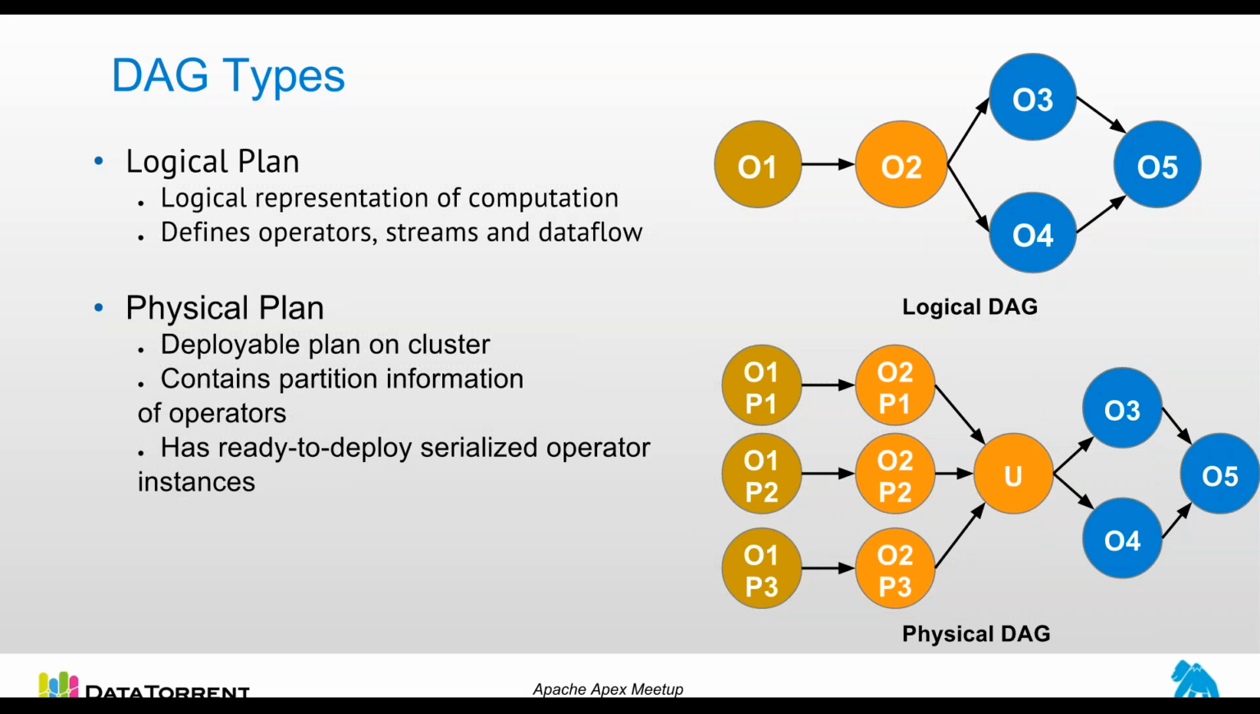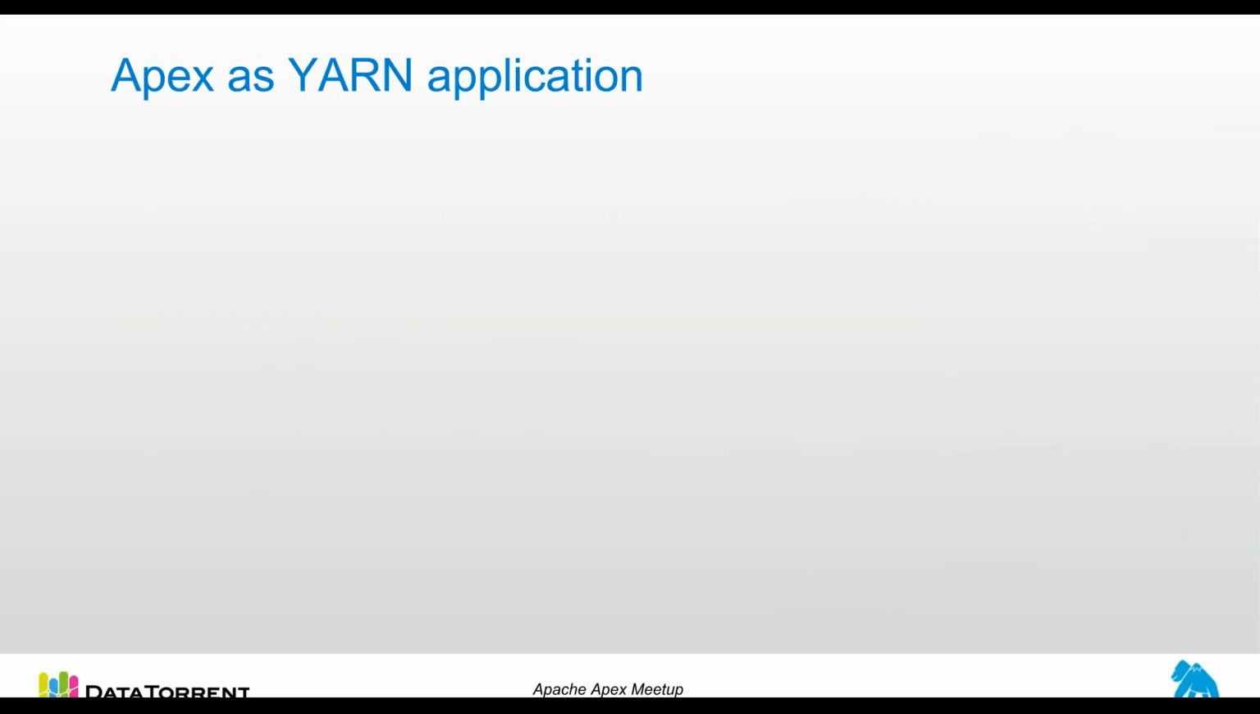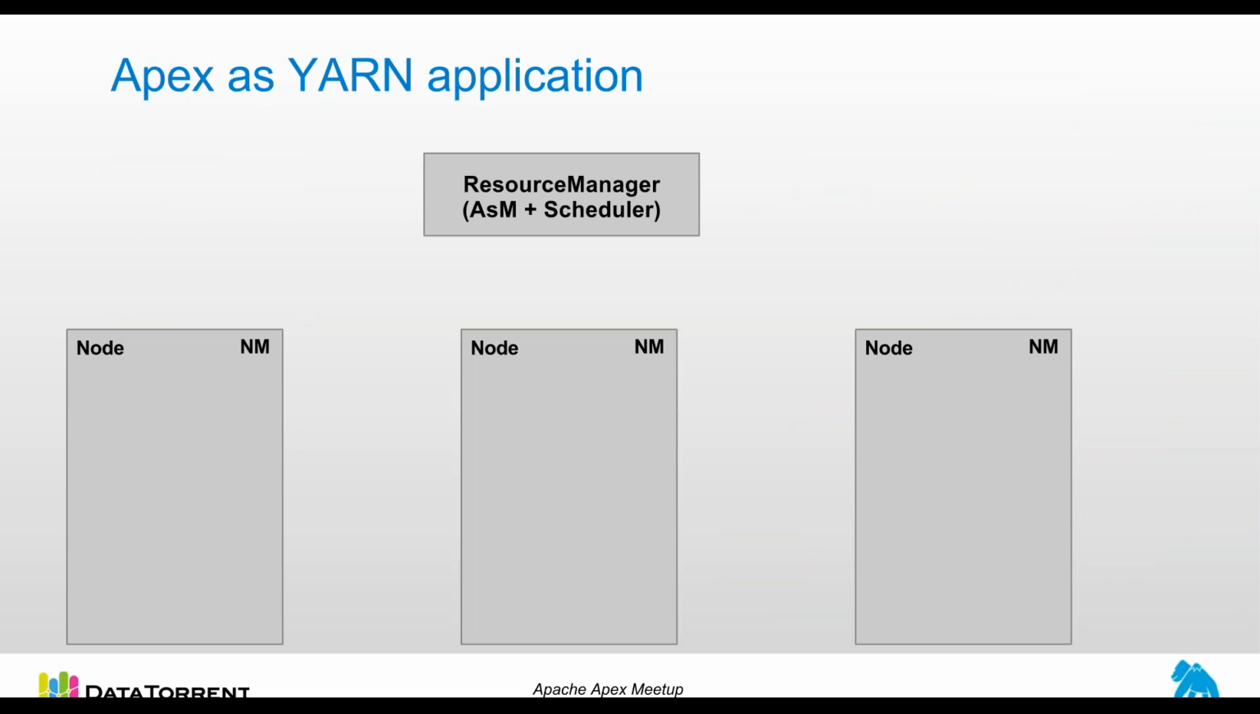Okay, so should we go along? All right, now in the next section we'll see how Apex is really a YARN application. Just for an instance, let's say that I have a 4-node Hadoop cluster. There are 3 nodes that you're seeing at the bottom. The resource manager, which is basically the applications manager plus scheduler, is also deployed in one of the nodes, let's assume for the sake of this discussion. So this is a 4-node cluster.